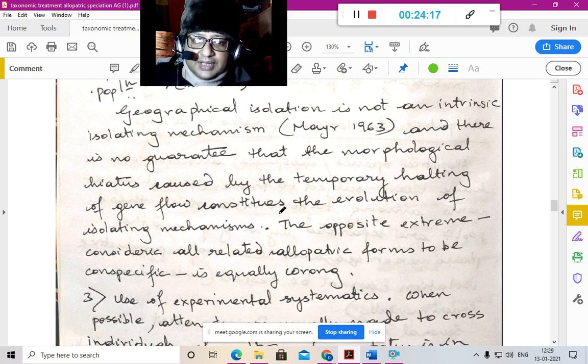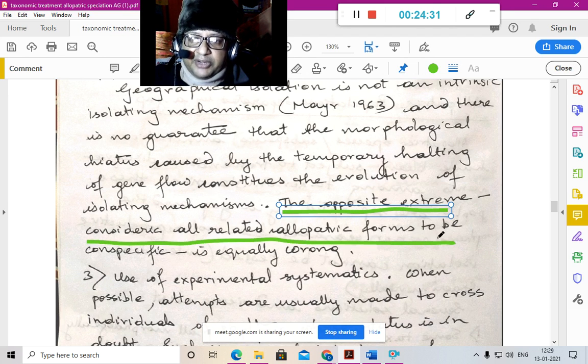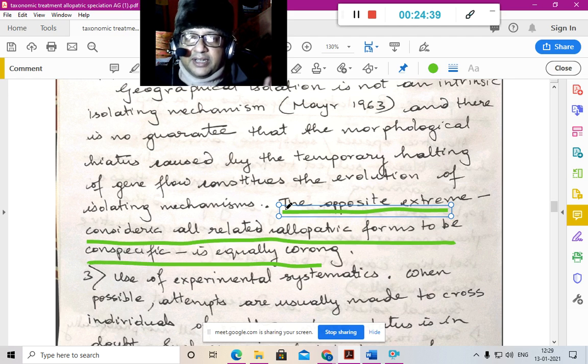So accordingly, geographical isolation is not intrinsic. The opposite extreme, considering all related allopatric forms to be conspecific, is also wrong. To consider geographically separated individuals that look the same as the same species is also wrong. And if they are not separated, they are together but look the same, considering them to be the same species is also wrong. So both ways this is not working.